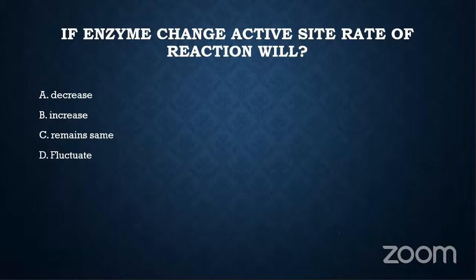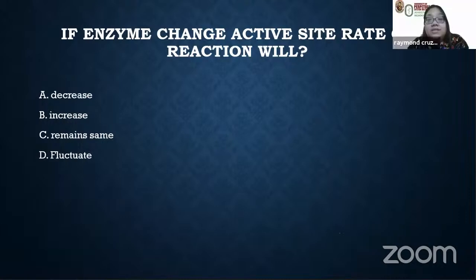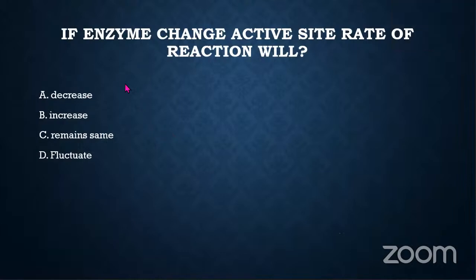If the enzyme changes the active site, the rate of reaction will increase, remain the same, fluctuate, or decrease. Option A, decrease.